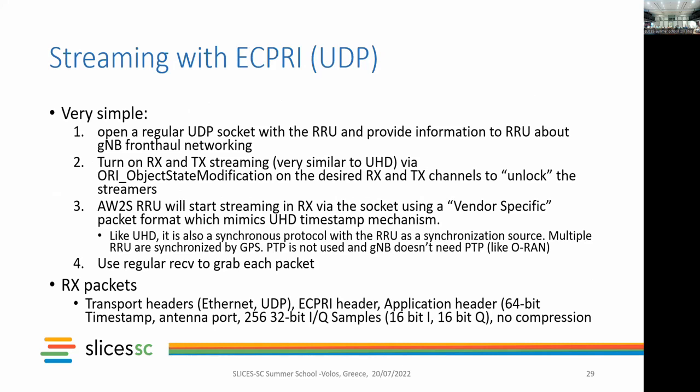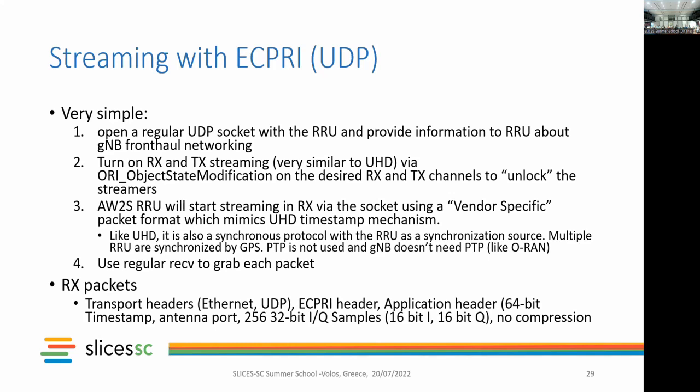Basically, open a regular UDP socket with the radio unit, and provide information to the radio unit about the gNB fronthaul networking, like IP address or MAC address, exactly. You turn on the RX and TX streaming, very similar to UHD, via something called ORI object state modification on the desired receive and transmit channels to unlock. And then they start streaming, just like UHD.